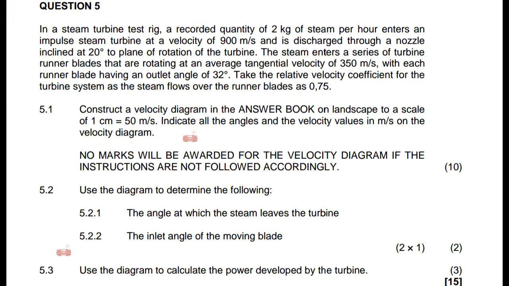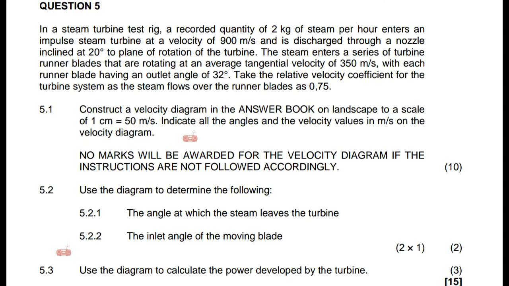Question 5.1, it says, construct a velocity diagram in the answer book on landscape to a scale of 1 centimeter equals 50 meters per second. That is the scale. Indicate all the angles and the velocity values in meters per second on the velocity diagram. No marks will be awarded for the velocity diagram if the instructions are not followed accordingly.